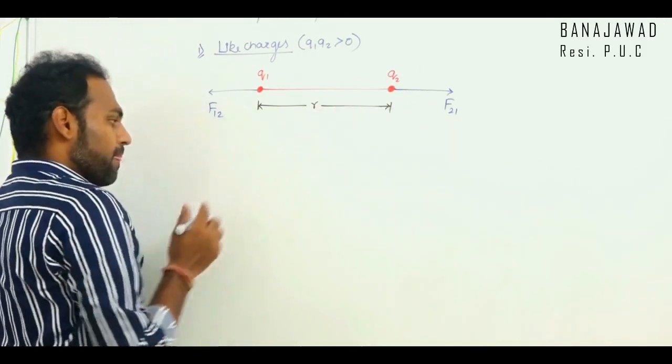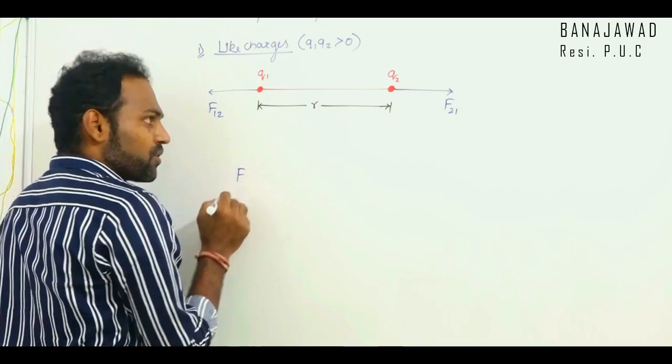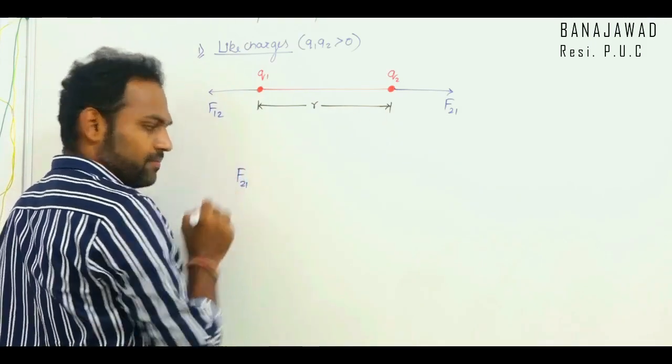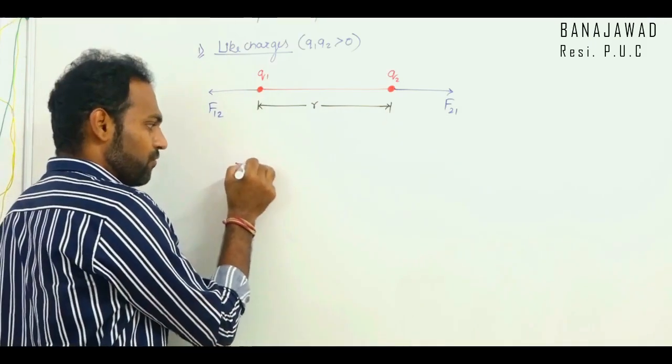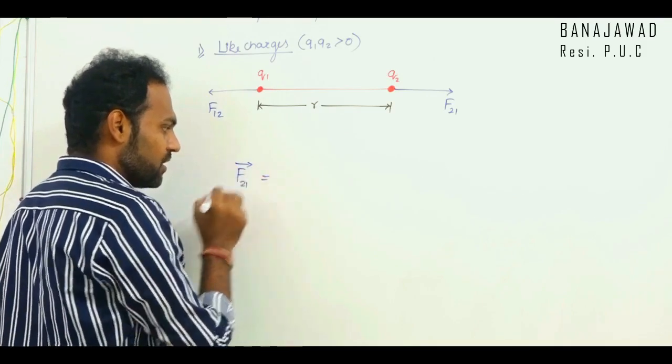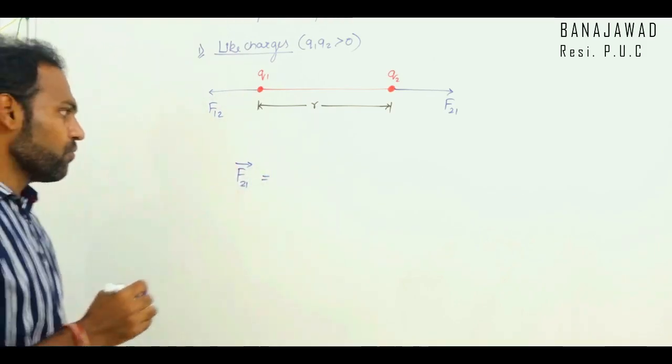Now I will write the expression for the force F21. We'll write it in vector form. I am showing the vector notation here, vector F21.